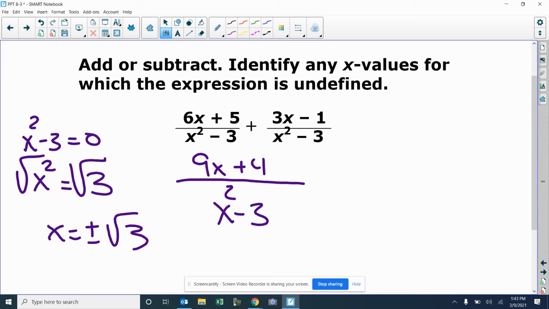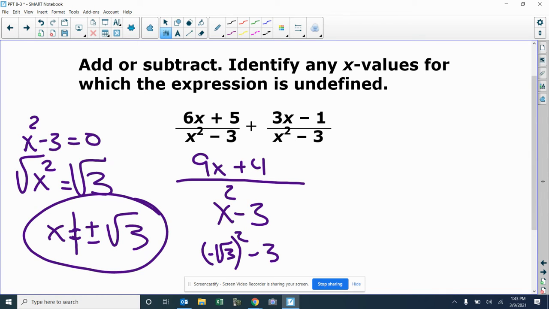of 3, or in this case, x cannot equal those. So if we did put the square root of 3 in here, it would be the square root of 3 squared minus 3, and that would be 0. Even if it was negative, it would be negative times negative. It would still be a positive 3. 3 minus 3 is 0. So we cannot have the square root of 3 as one of our domain or input values.